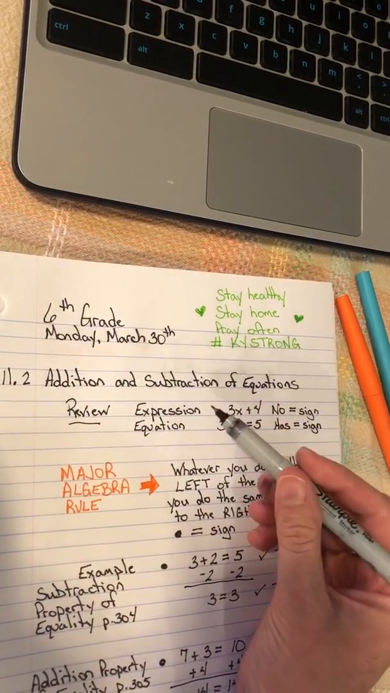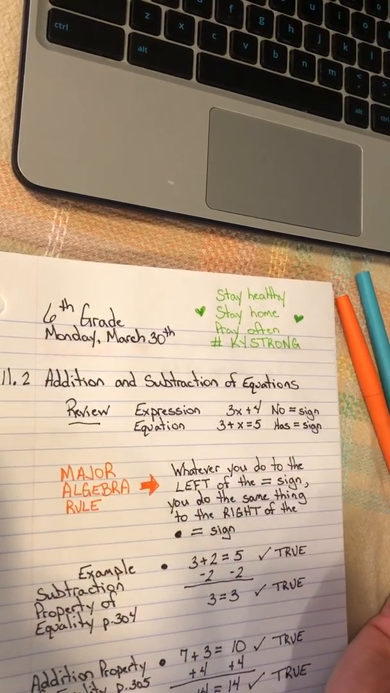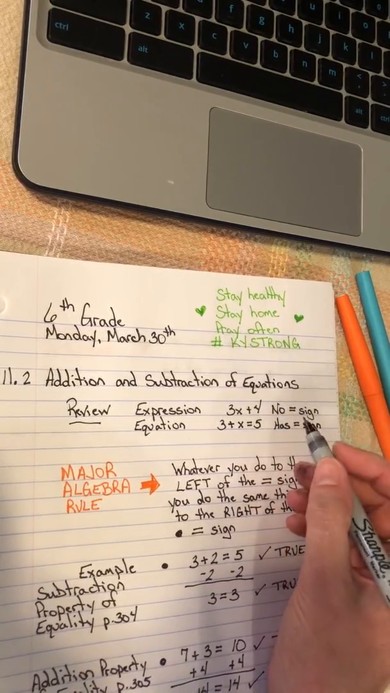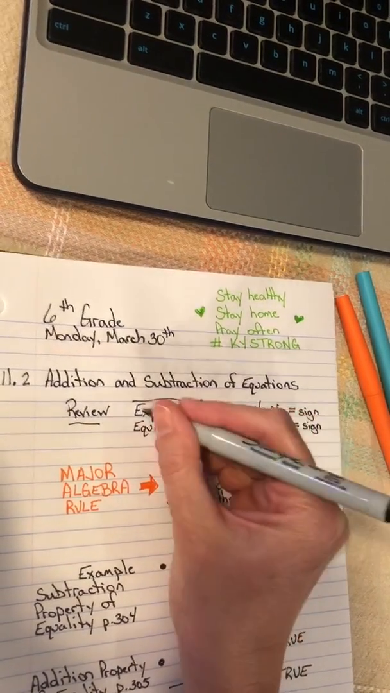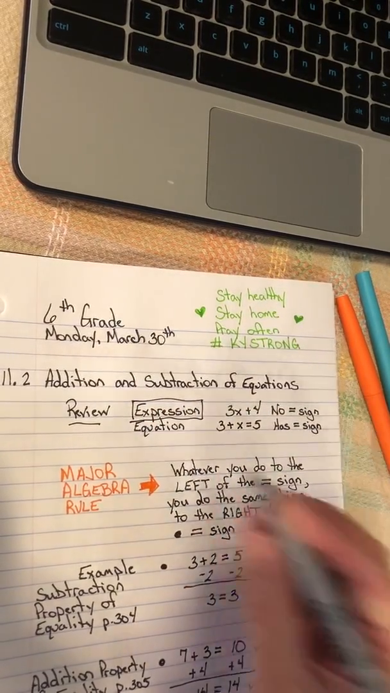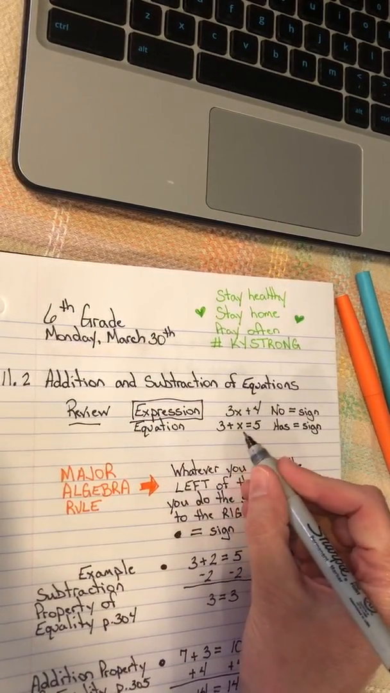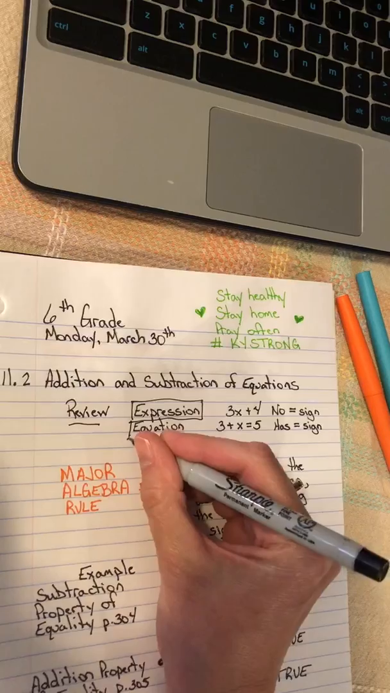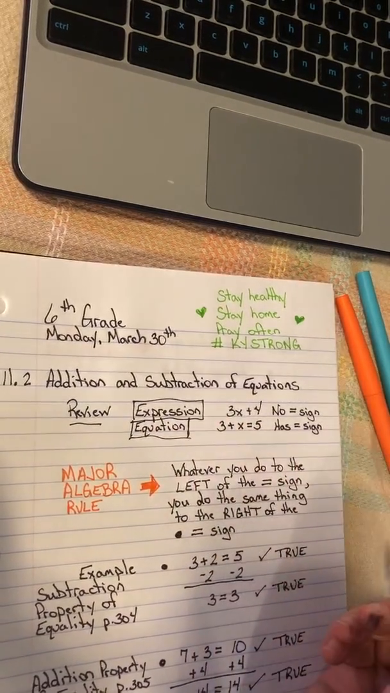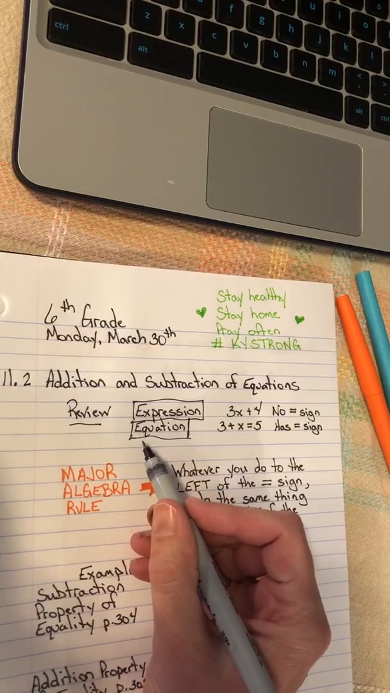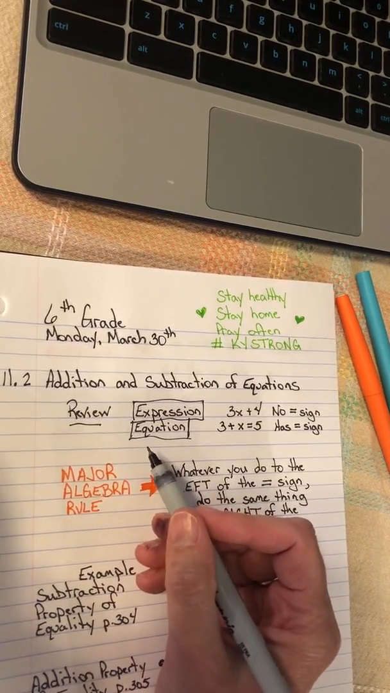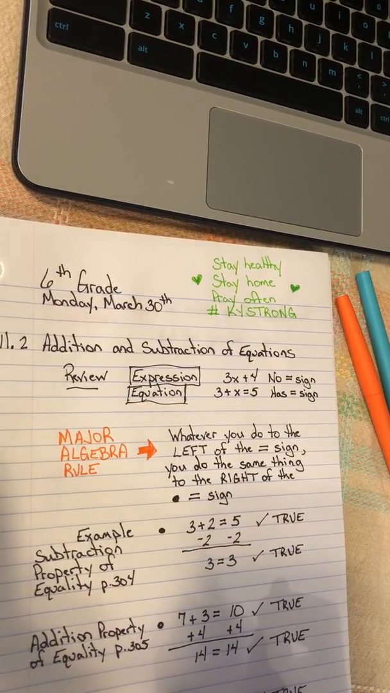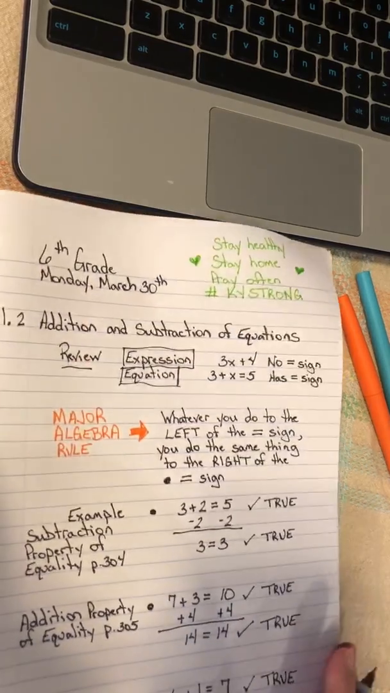We need to know the difference between an expression and an equation. All right, 3x plus 4. Notice that there is no equal sign, so we would call this an expression. An equation, 3 plus x equals 5, since there is an equal sign present, that is what mathematicians call an equation. Remember, the word equation has the word equal kind of hidden inside of it to remind you.